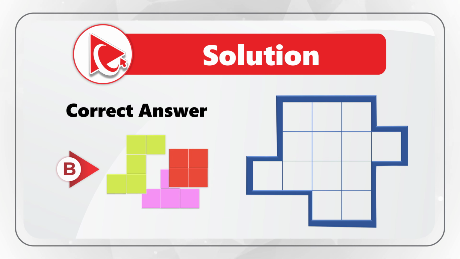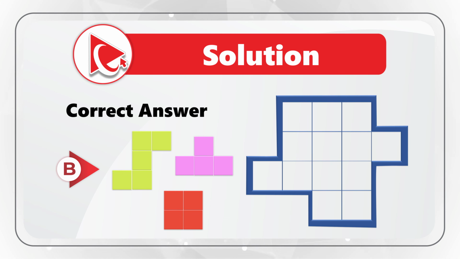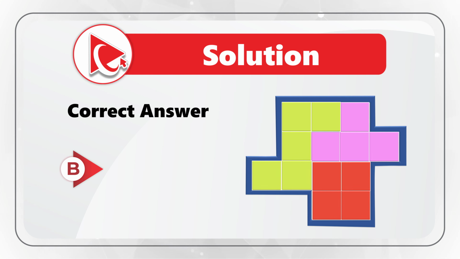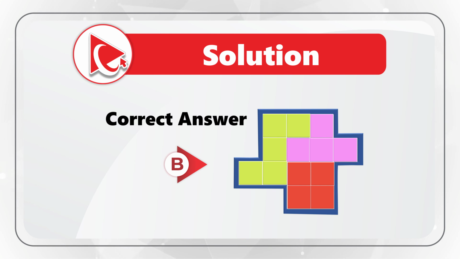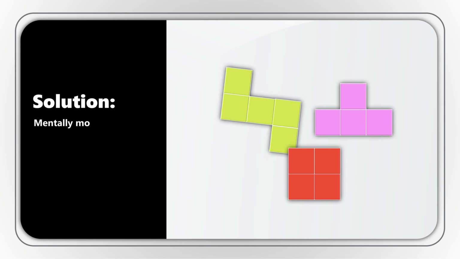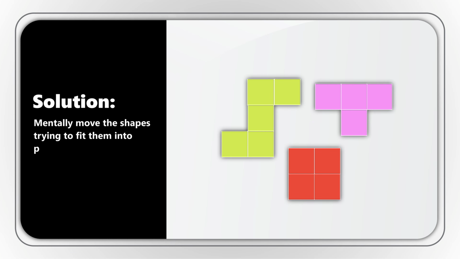If we rearrange shapes in the answer and try to fit them in one by one, we get a perfect fit. Let's fit the first shape, second shape, and then the third shape. Do you see how it fits perfectly? Obviously, the trick is to mentally move the shapes, trying to fit them into position until you find the correct answer. And it's hard to do it during the test.